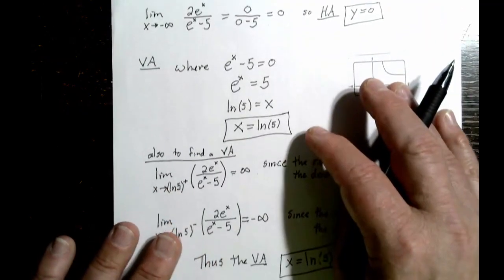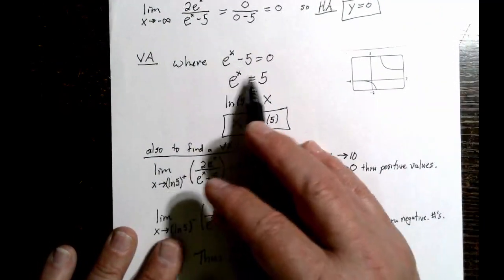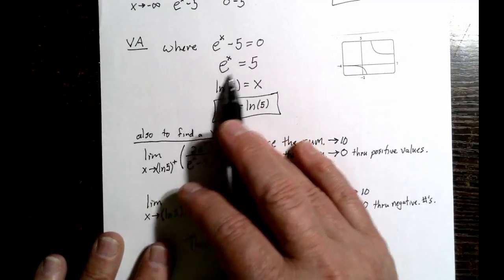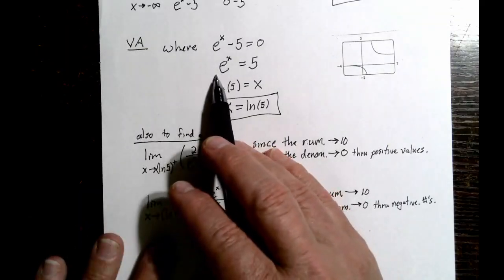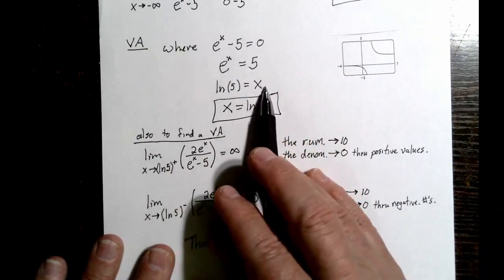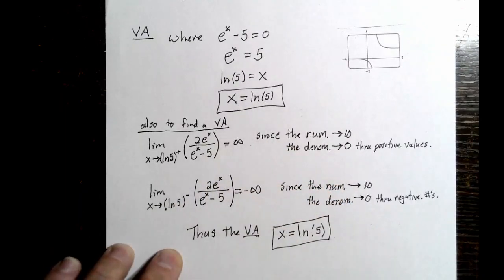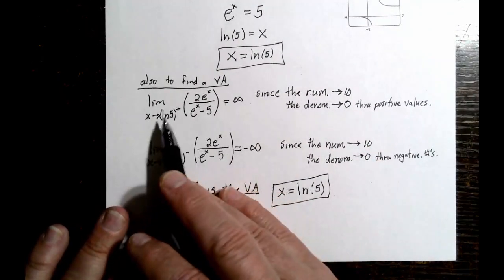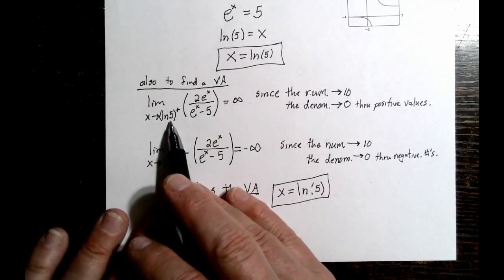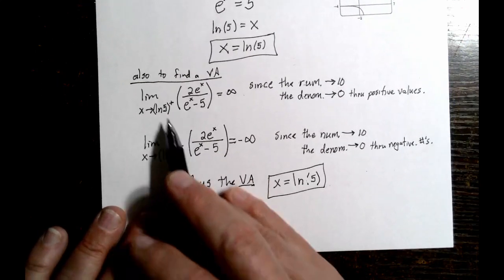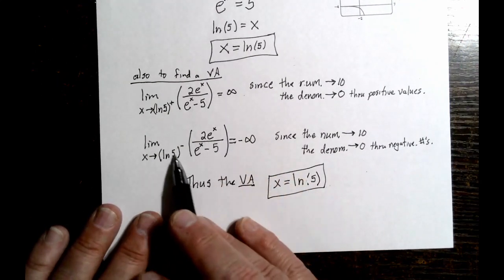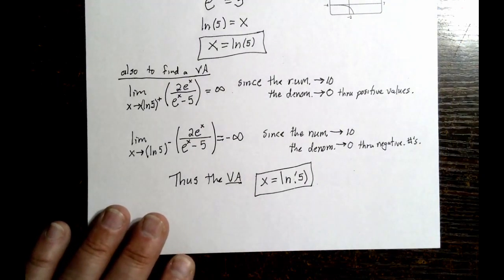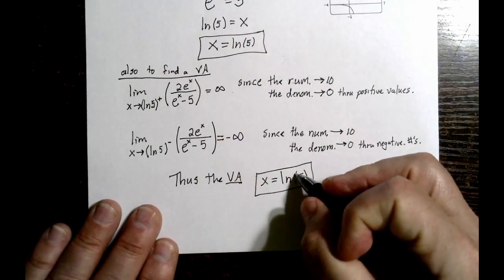Horizontal asymptote at 0. Now vertical is where your denominator equals 0. So this guy equals 0, add 5, you get this. And now to figure out what x is, you got to use logarithms. So log base e of 5 equals x. So there's your equation, x equals natural log of 5. That's your vertical asymptote. Now you could have also found your vertical asymptote by looking at what happens as you approach natural log of 5 from the right or from the left. As you approach from the right, it goes to infinity. As you approach from the left, it goes to minus infinity. And so you definitely have a vertical asymptote there at x equals natural log of 5.